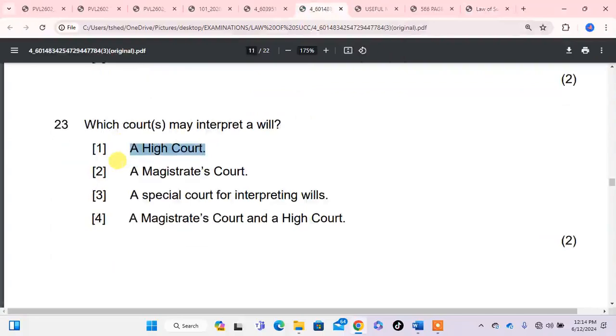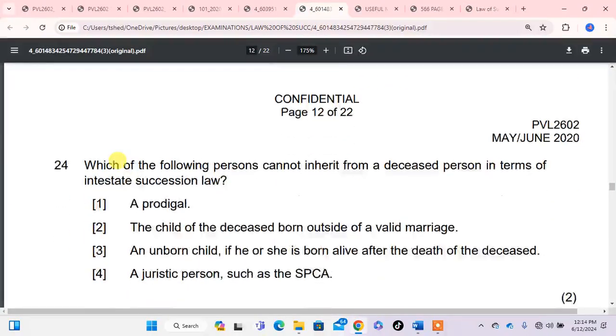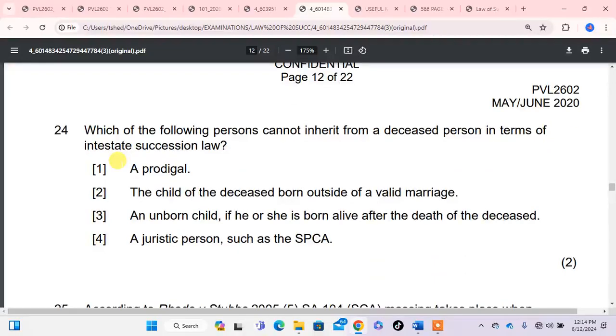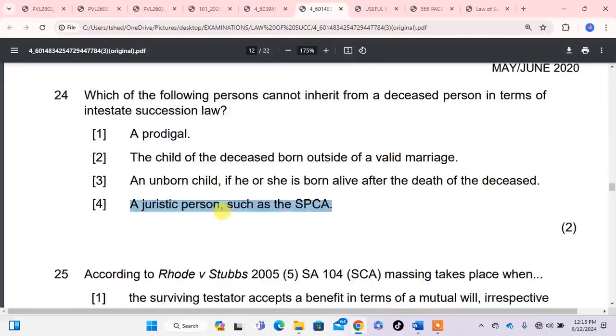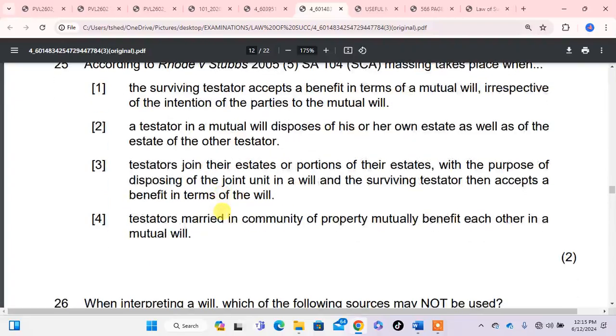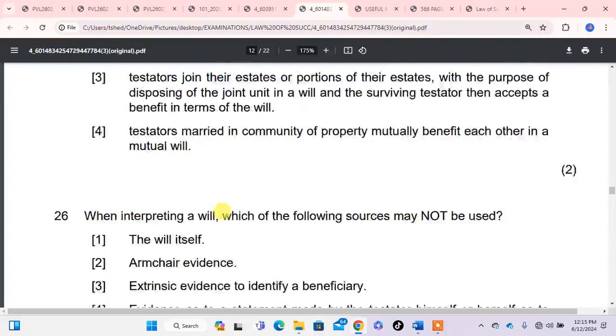Okay, let's go to another question. Which of the following persons cannot inherit from a deceased person in terms of the Intestate Succession Act? We know without even reading that a juristic person cannot inherit. An unborn child can inherit through the nasciturus fiction. A valid marriage we talk about. A prodigal person can also inherit. Therefore, juristic person. Let's skip this one talking about the cases, because the case is something that you do.